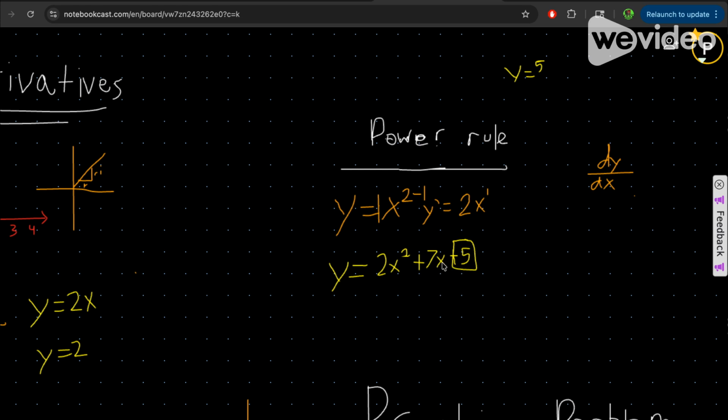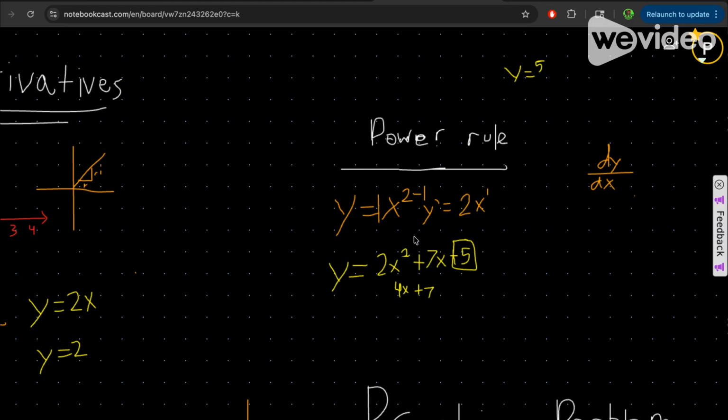So let's go. 7x, 1 times 7, 7. And x to the 0th power is 1, so 7 times 1, or just 7. Plus 2 times the 2nd power, which is 4. 4x to the x to the 1st, aka 4x. So this will just be 4x plus 7.